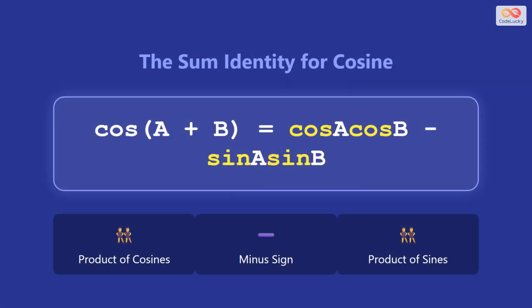Here is the correct identity. Cosine of a plus b equals cosine a times cosine b minus sine a times sine b. Notice the structure here. The cosines stay together and the sines stay together. Most importantly, pay attention to the sign change. Even though we are adding angles inside the parenthesis, we subtract the terms in the expansion.